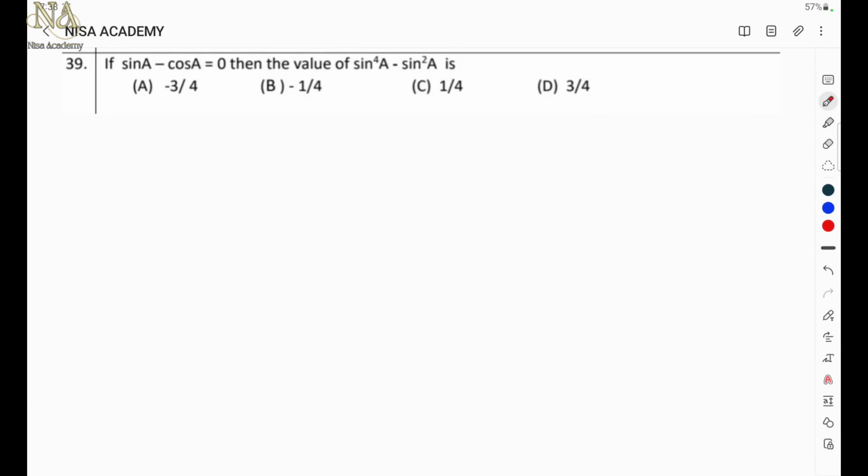Question number 39. If sin a minus cos a equals 0, then the value of sin raised to 4a minus sin square is. Okay. So, sin a minus cos a equals 0. So, can I write sin a equals cos a? So, you have to find the angle a here.